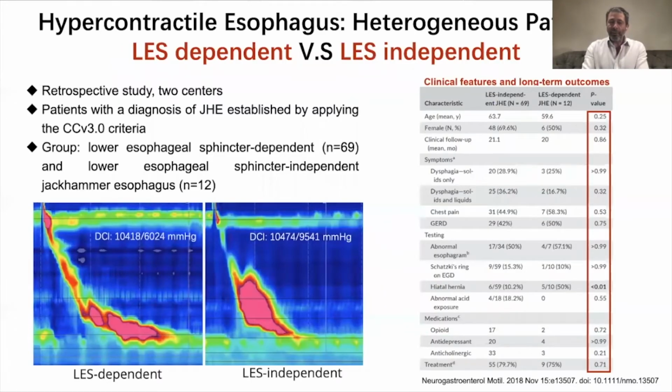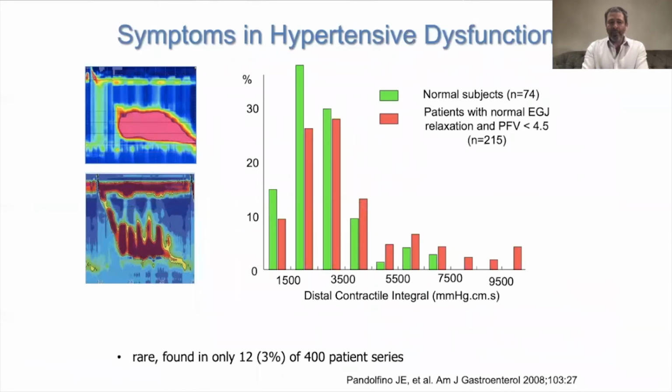Comparisons between hypercontractility including the lower esophageal sphincter and not including the lower esophageal sphincter showed that there's very little difference in terms of demographics, esophageal findings, symptoms, etc. And so it was determined that these could be put together as one disorder. In fact, hypercontraction with a DCI of over 8,000 is very rare. This was found in only 3% of patients with symptoms.